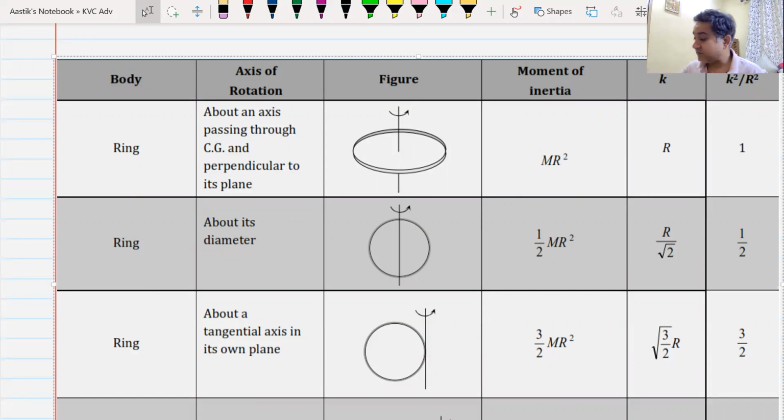So the first one, do we understand the ring? We understand this axis, yes or no? Yes, sir. The value of the moment of inertia is mr square. The value of k is r.